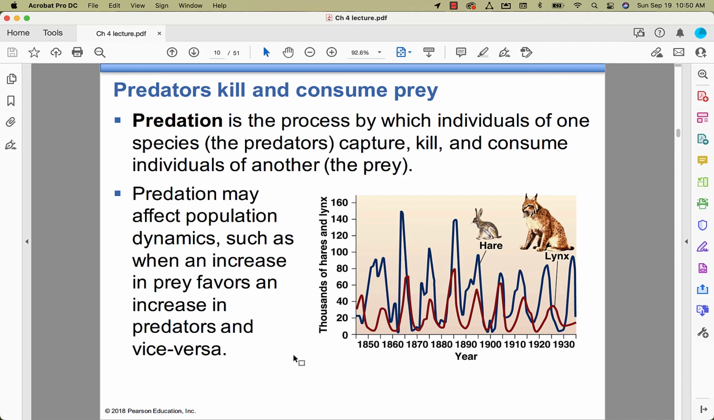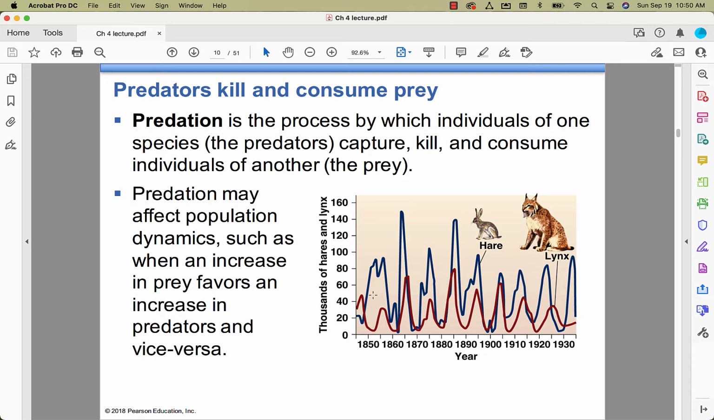Another species interaction is predator and prey. Predation is when individuals of one species, the predator, in this case the lynx, capture, kill, and consume the prey, which in this case is the hare. This is a classic graph, and you're going to see this graph when we do the zebra mussel lab. Predation is going to impact population dynamics.